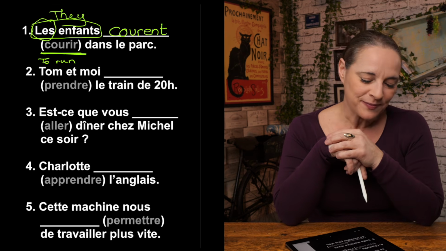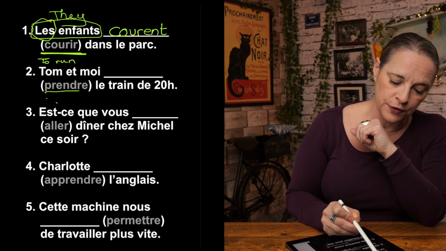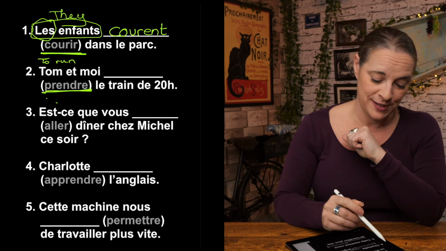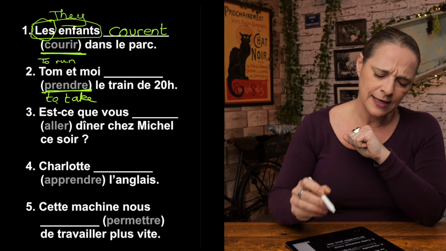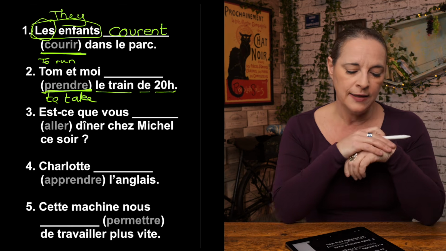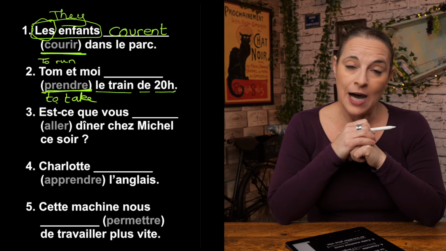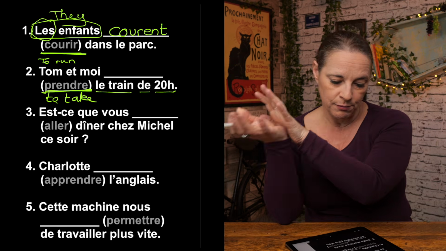Numéro 2. Tom et moi, and the verb we want to conjugate is prendre. Do you know what that means? Well done. It means to take, because we conjugated it earlier on. So they are taking what? Le train de 20 heures. They're taking the train, the 8 p.m. train. So, how do you say Tom et moi take?